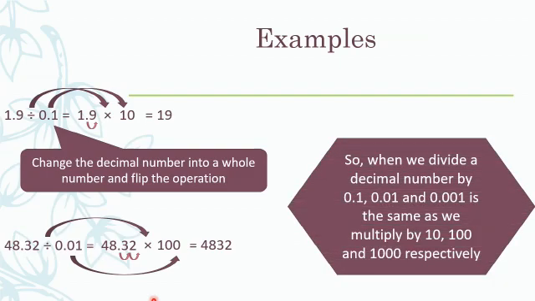4,832. So, when we divide a decimal number by 0.1, 0.01, and 0.001, it is the same as we multiply by 10, 100, and 1000 respectively. Since here we divide by 0.1, it's the same as we multiply by 10. Here we divide by 0.01, it's the same as we multiply by 100.